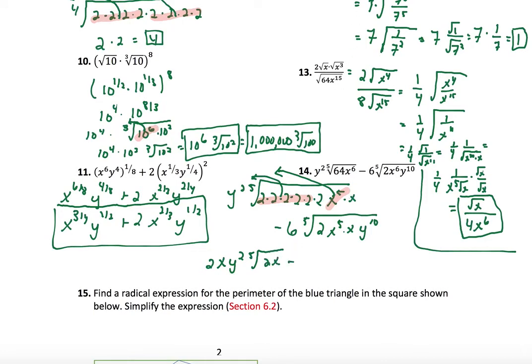Okay, minus. Now in the next set, I can bring out the x to the 5th and the y to the 10th. When I bring out x to the 5th, I divide, so I have minus 6x. I can bring out y to the 10th, I divide, I have y squared. And underneath I have the 5th root of 2x. And then it looks like I have the same thing here and here, so I can just combine. So my final answer should be negative 4x y squared times the 5th root of 2x. And that's your final answer.